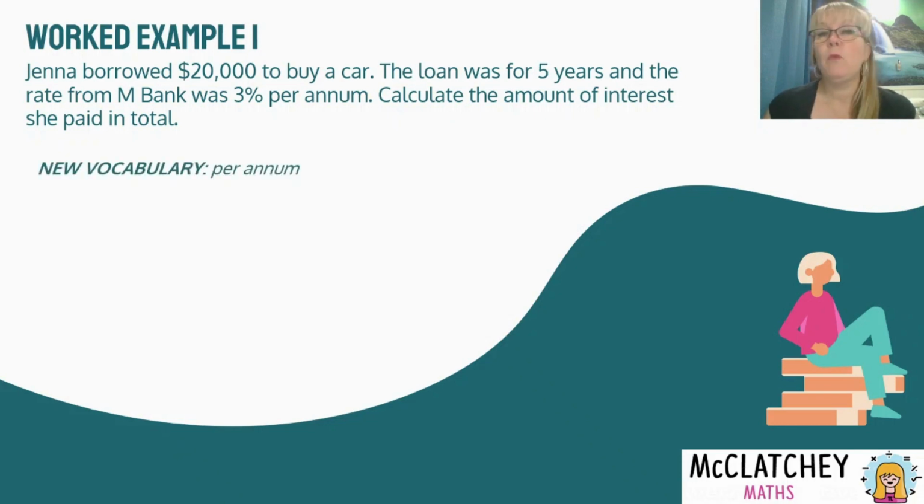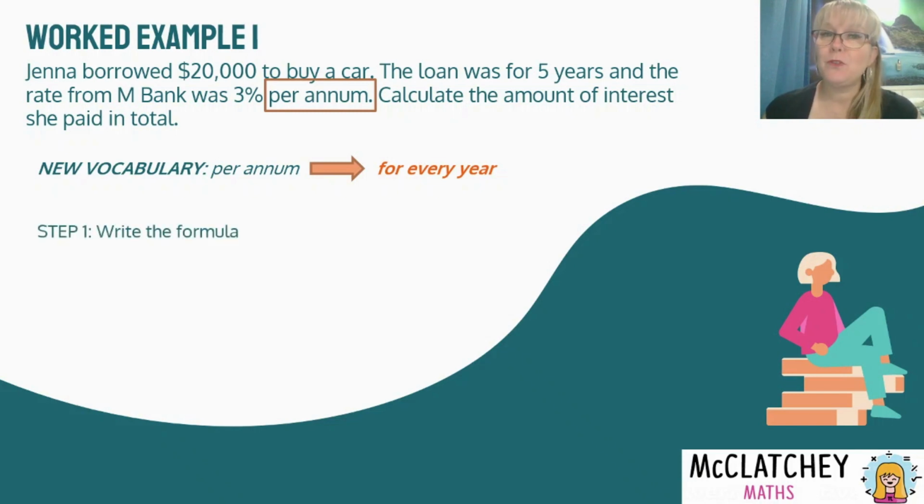So firstly, we've got some new vocabulary, the words per annum. What this means in our question is for every year, per being for every, and annum is the word for year. We've seen that in the word annual before. Our first step, as usual, when we're working with formulas, is to write the formula down. And we got that from our previous slide, I equals PRN.